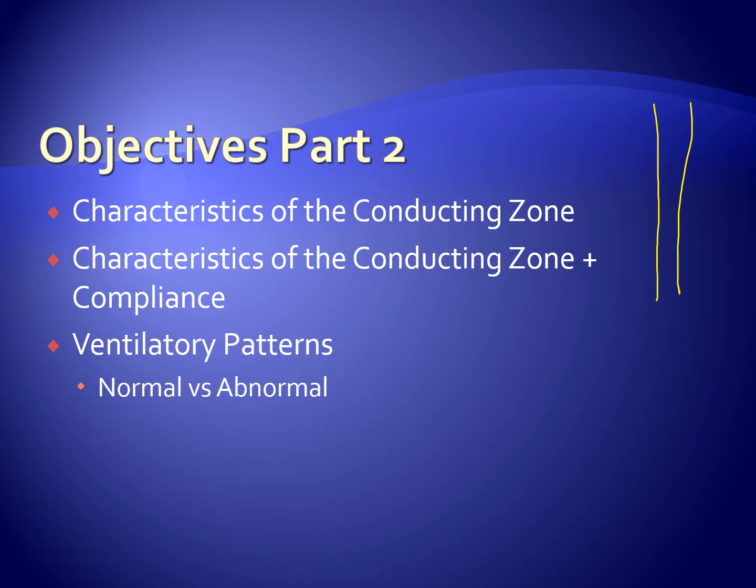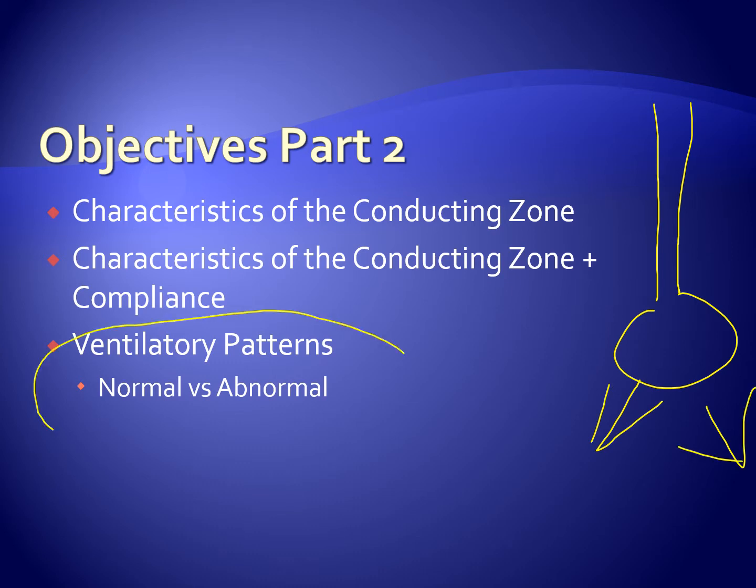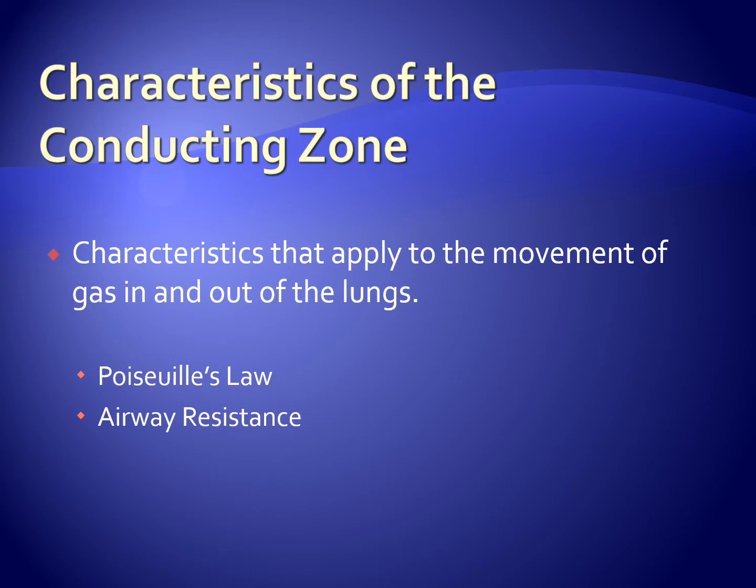And then we'll look at some characteristics of the conducting zone when we look at compliance. And compliance, remember, is how easy it is for the lungs to expand, right? How easy it is for them to stretch. And then we'll even talk about breathing patterns, or normal versus abnormal breathing patterns, and what that means. So characteristics of the conducting zone, we're pretty much going to be looking at Poiseuille's law and airway resistance.